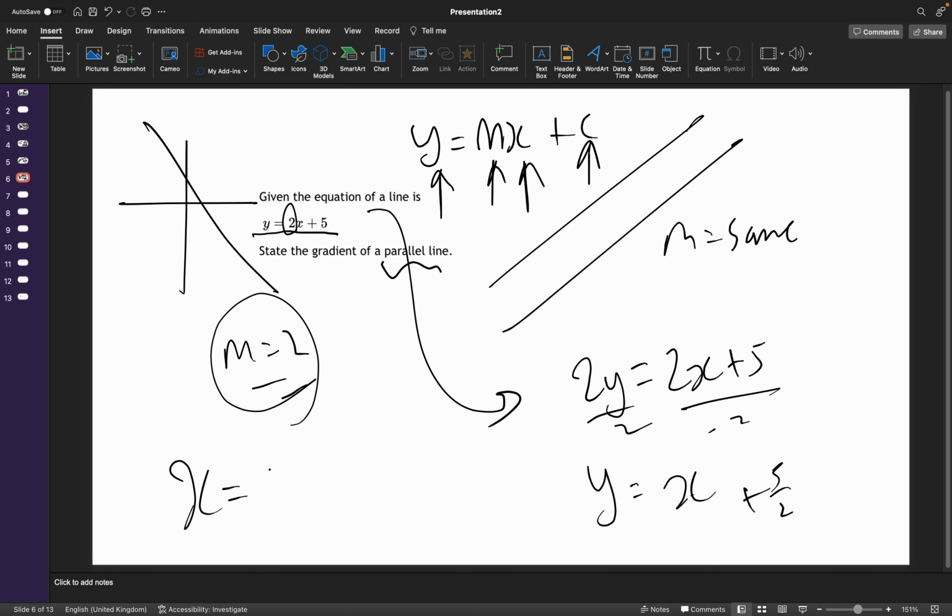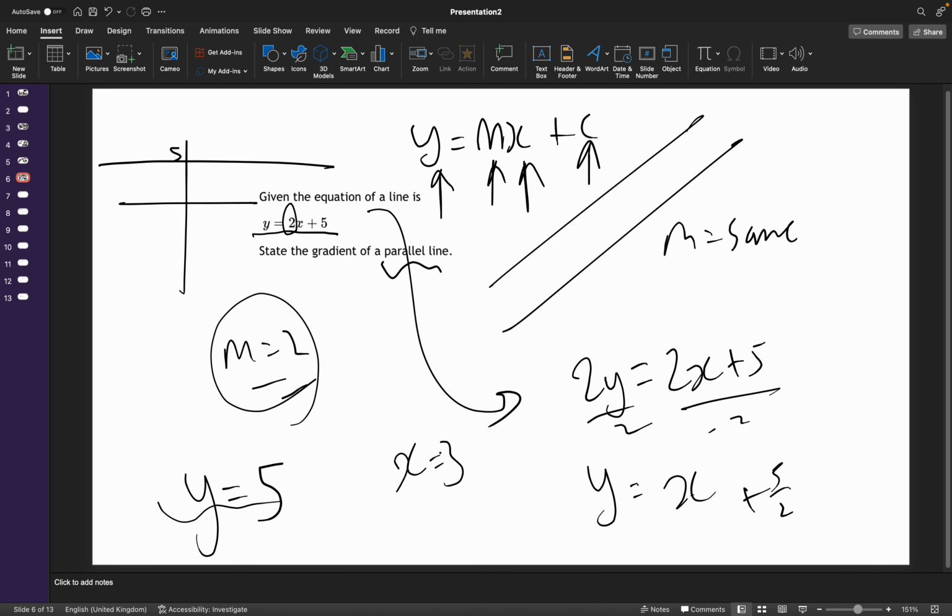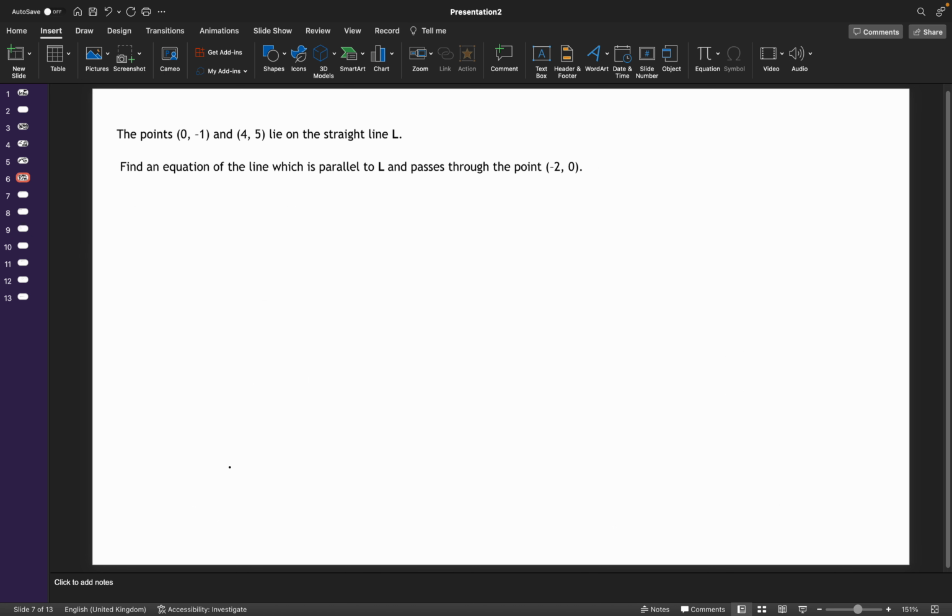So if the equation of a line is, say, y equals 5, that means the line is going to be straight along the point 5. Because y is always going to have to be 5, so it's going to have to be parallel, straight like that. If the equation of a line is, say, x equals 3, it's going to have to be straight like this, because it's always going to be on the x coordinate of 3. That's how it works. Okay, next question.